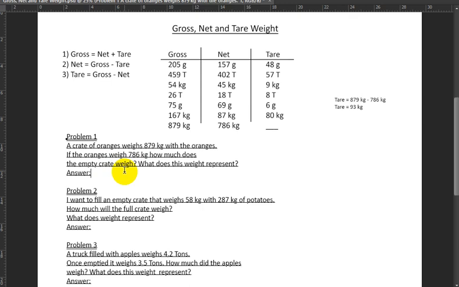That means that the crate weighs 93 kilograms. And then it asks, what does this weight represent? So we just saw here that this is the tare weight.